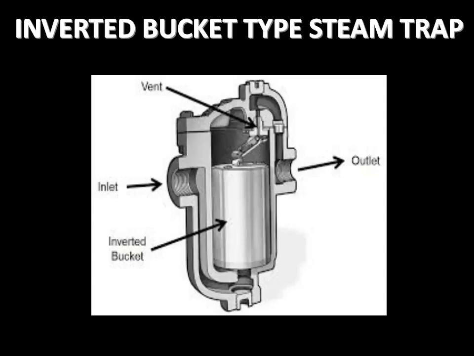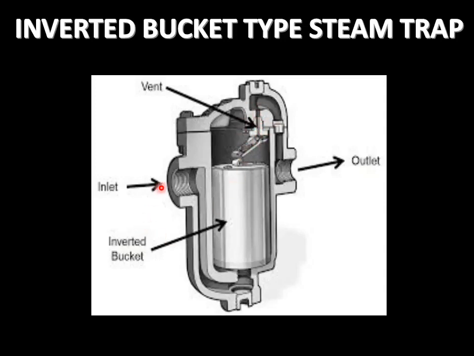Inverted bucket type steam trap. This is the steam inlet port. This is the inverted bucket. This is the condensate outlet port. So through this, the condensate, non-condensable gases or air exits the steam trap. This is a mechanism that opens or closes this port.